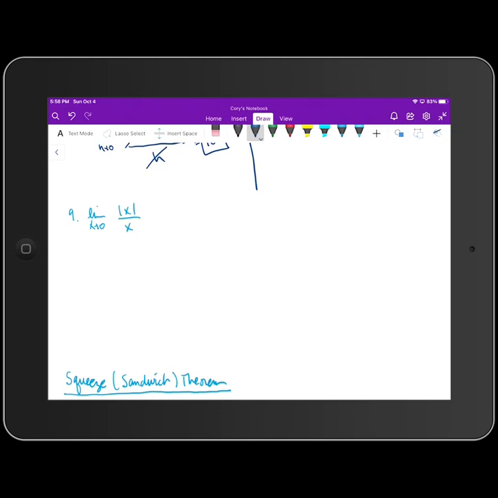All right, try number 9. Number 9 is a little tricky. So for number 9, you have the limit as x approaches 0 of the absolute value of x divided by x. All right, so let's take a look at what makes 9 tricky. What makes 9 tricky is the absolute value function in the numerator.